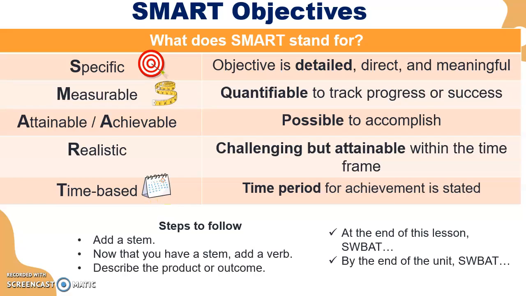For example, you can say, by the end of this lesson, students will be able to name at least 5 different parts of the city. And that can be your SMART objective.